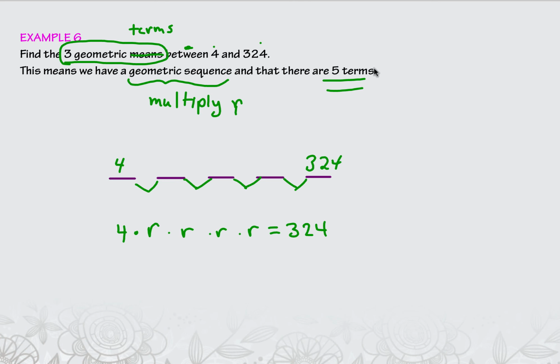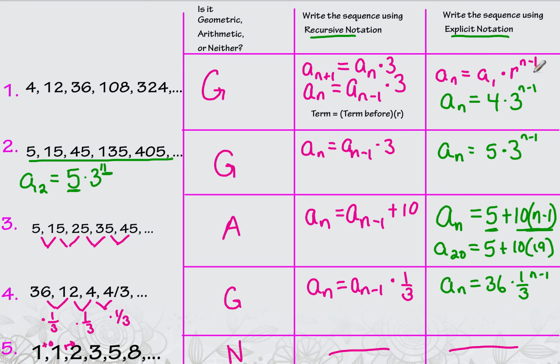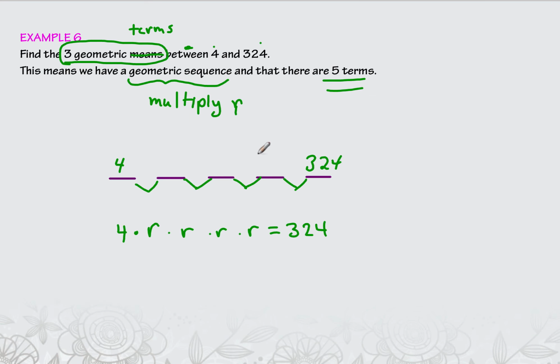And does that make sense about this explicit right now? See why it was always n minus 1? Because even though there are 5 terms here, I multiplied by 1, 2, 3, 4 r's because 4 is the first term. So there's 1, 2, 3, 4, 5 that gets me to 324.